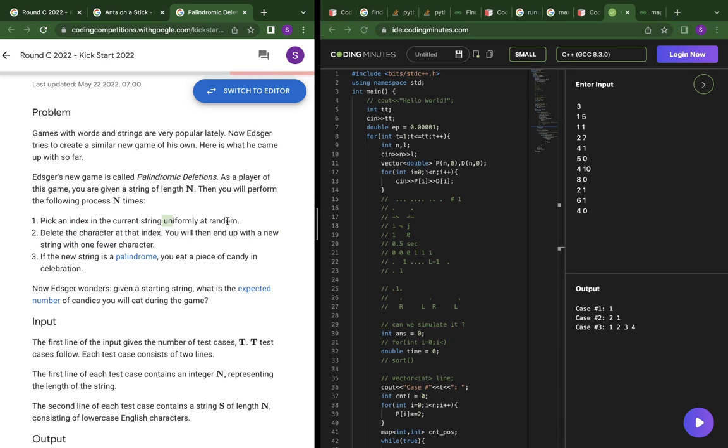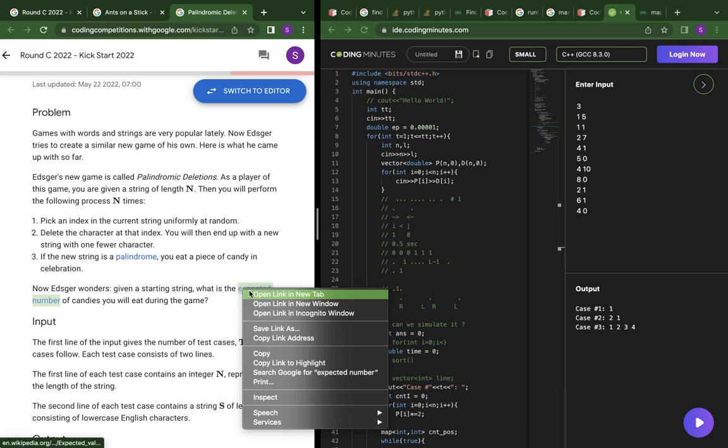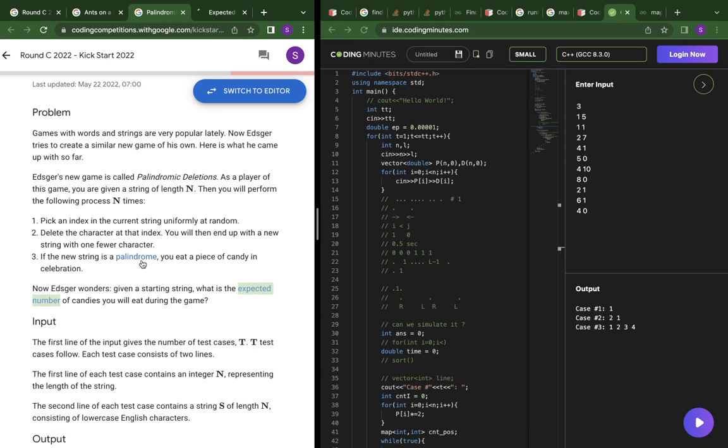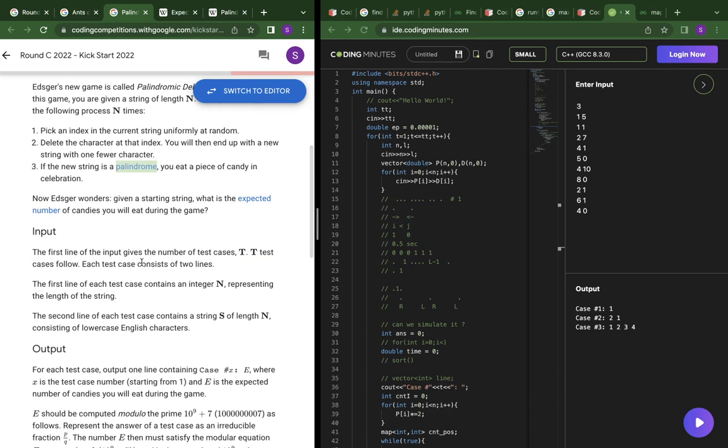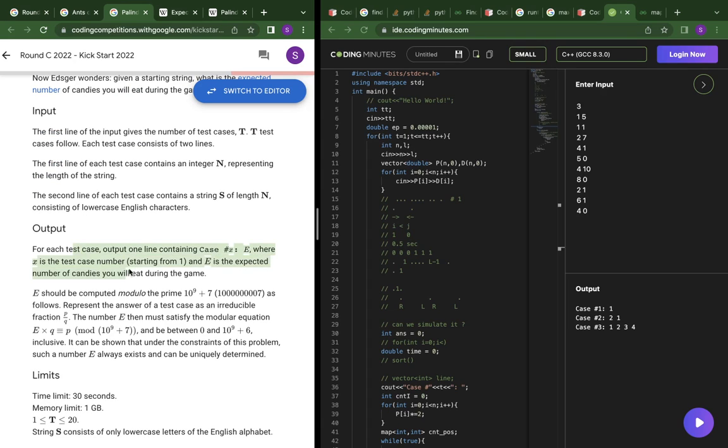What does that mean? Delete the character at that index, you will then end up with a new string with one fewer character. If the new string is a palindrome, you eat a piece of candy in celebration. Starting from a string, what is the expected number of candies you will eat during the game? Expected number, and not like you want to maximize the number of candies you eat or something like that. X is the test case number.